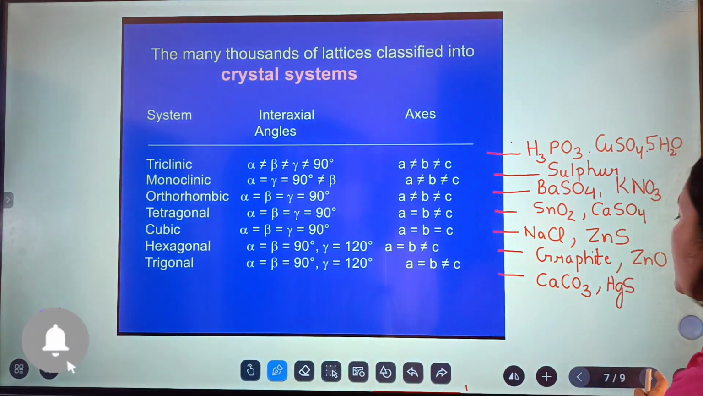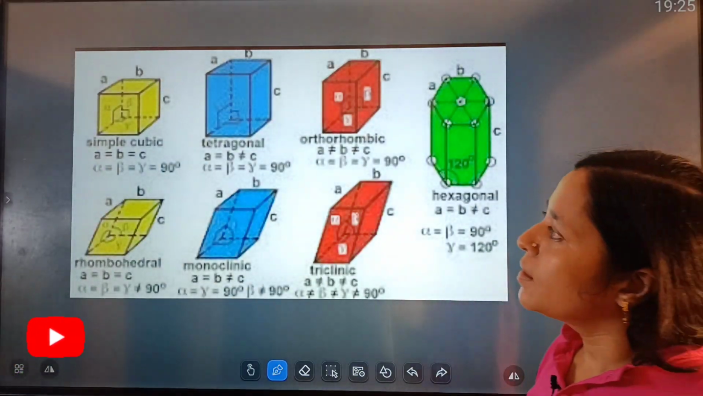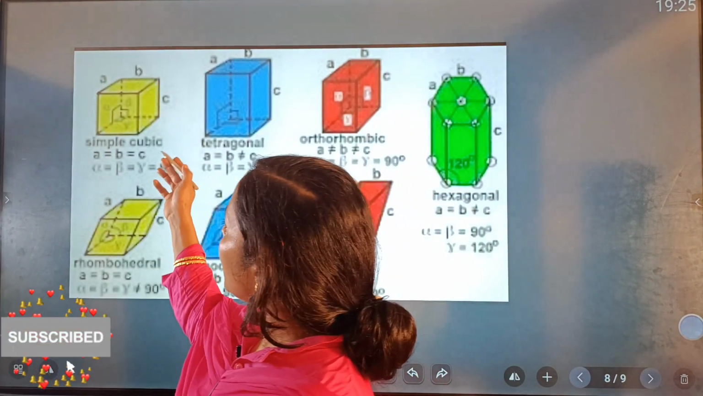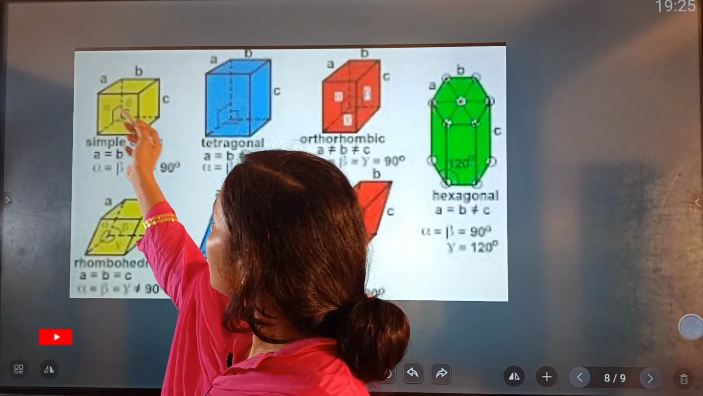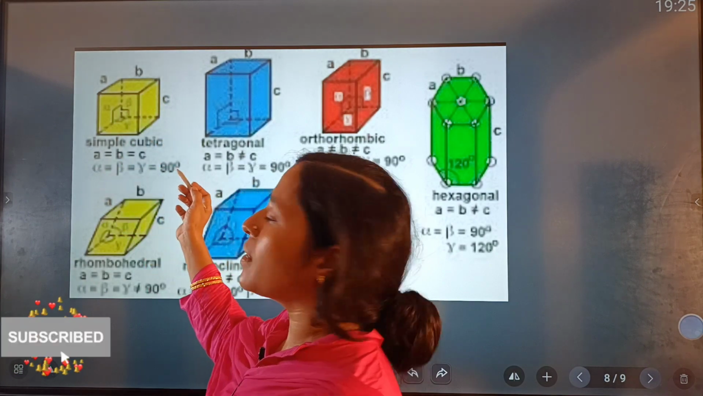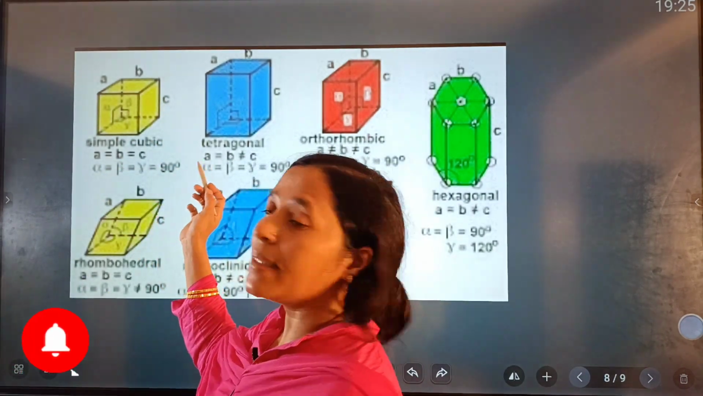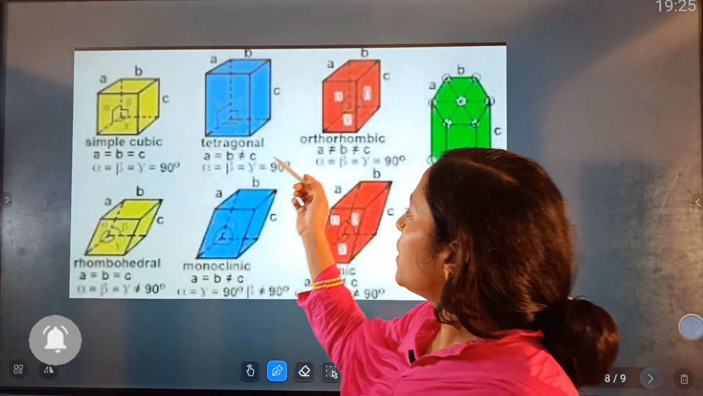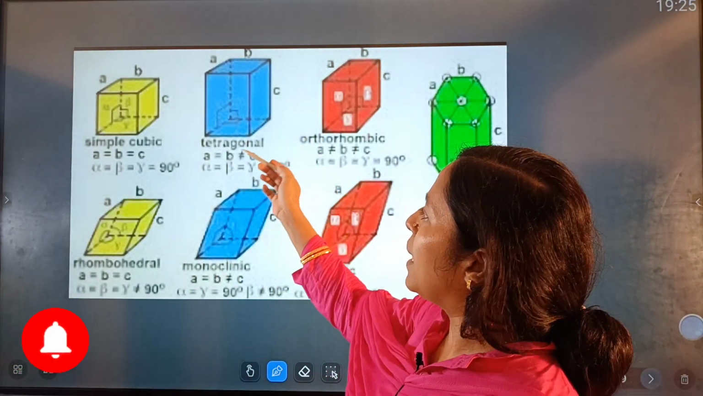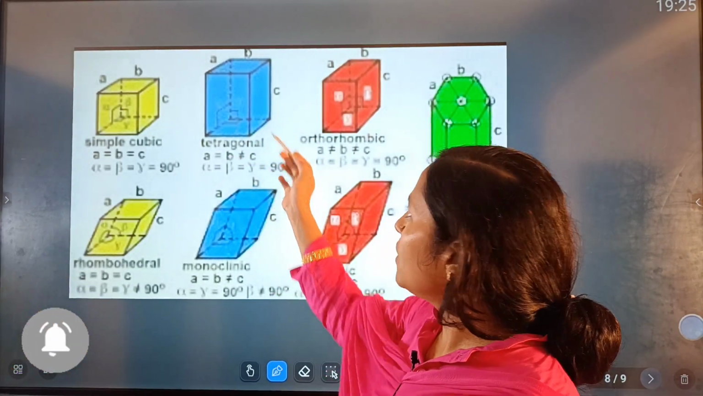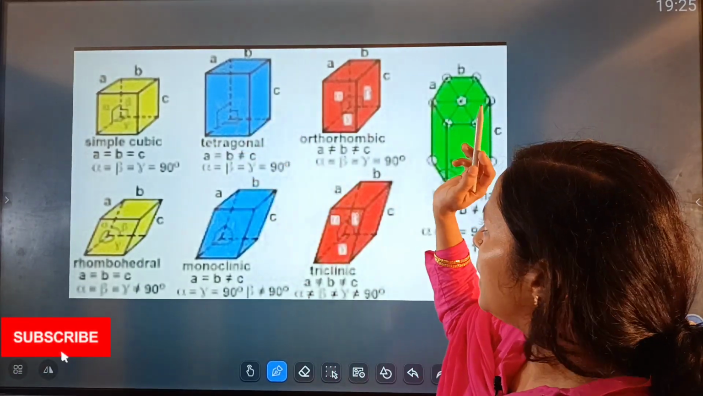Let's have a look at their structures also. This is the example of simple cubic, as I have explained you about the different angles. All the three edges are equal and all the three angles are also equal, that is equal to 90 degree. In the case of tetragonal also I have explained that the two edges are equal and they are not equal to the third side. All the three angles are equal to 90 degree.